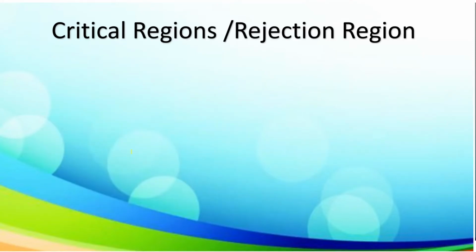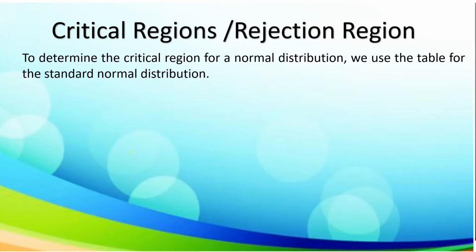Now let us discuss critical regions or rejection regions. The critical region, also known as the rejection region, describes the entire area of values that indicates you reject the null hypothesis. In other words, the critical region is the area encompassed by the values not included in the acceptance region. To determine the critical region for a normal distribution, we use a table for the standard normal distribution.